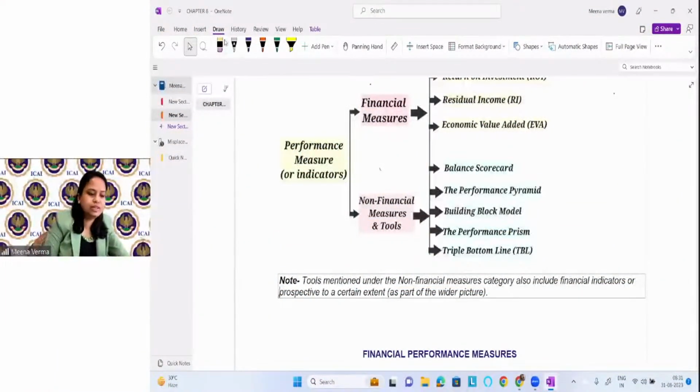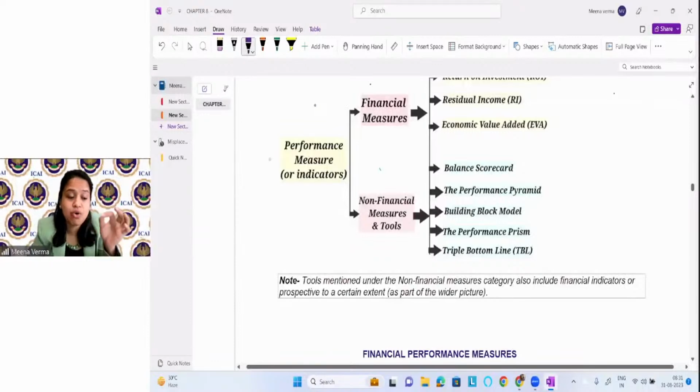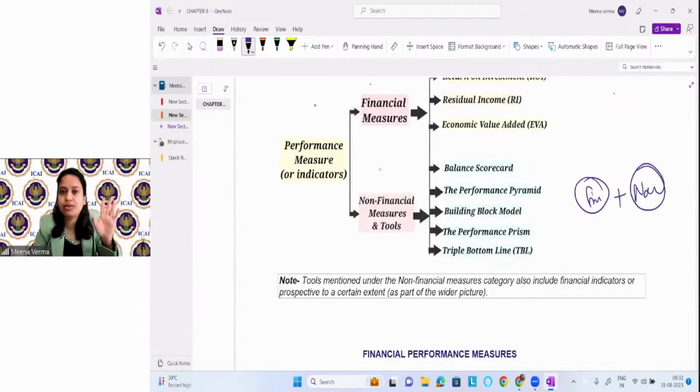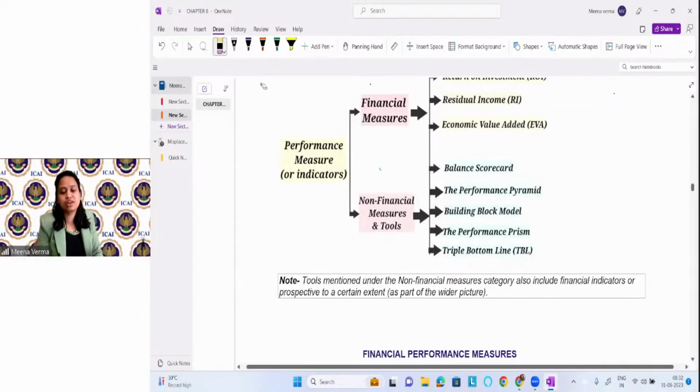So we have learned about how to measure the performance of the organization, and we have learned that we just don't want to consider the financial measurement. We are also considering the non-financial measures. Whether the customer is happy or not, whether the employee is happy with the organization or not, whether the general public is happy with the organization or not, right? So we are not just focusing on money, but other factors are also equally important if you want to make your organization sustain for a long time period.